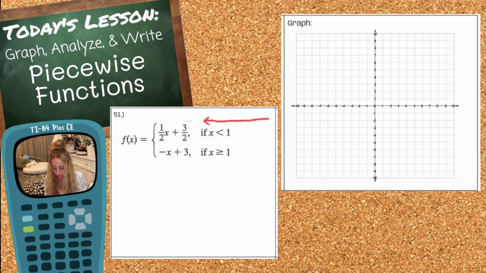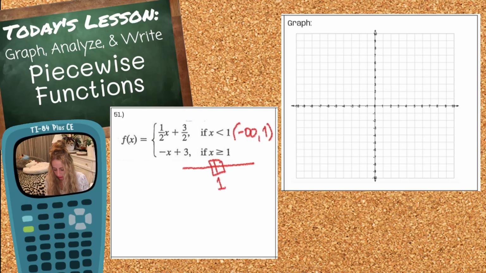So if we need a visual, x is less than 1. Here's 1 right here. X is less than 1, you're not including the 1, and you are to the left of 1. So interval notation, what does that look like? That would be negative infinity until 1, like that, right?